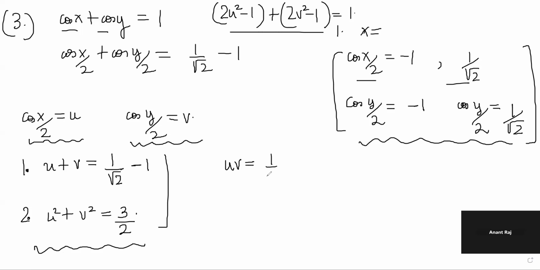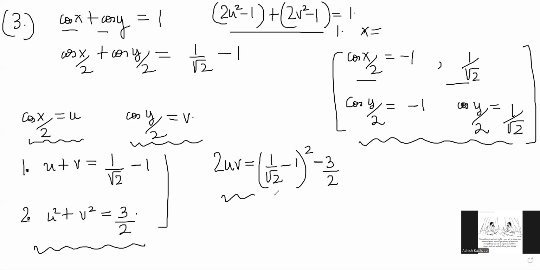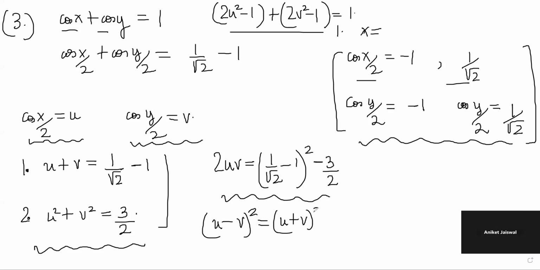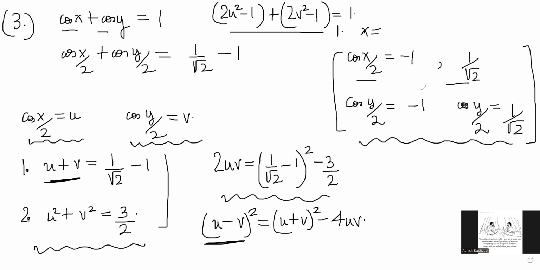2uv will come out as minus this. Yes, sir. Similarly, you will get u minus v also whole square, right? Yes, sir. It will be this minus 4uv. So once you get u minus v, you already have u plus v. You can solve it and you'll get u and v values.